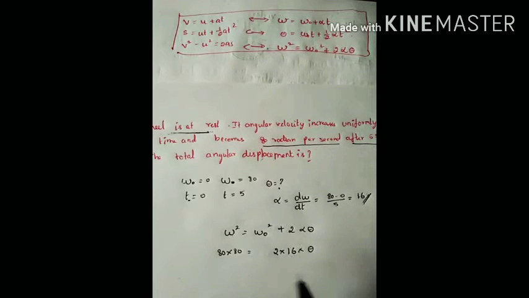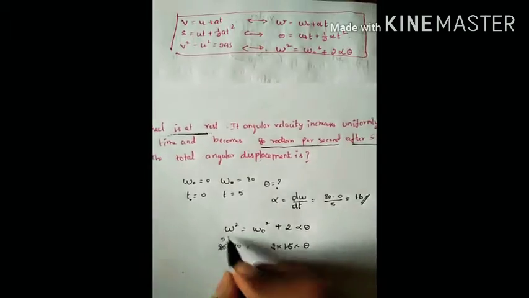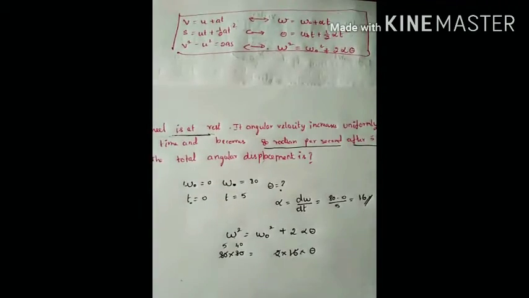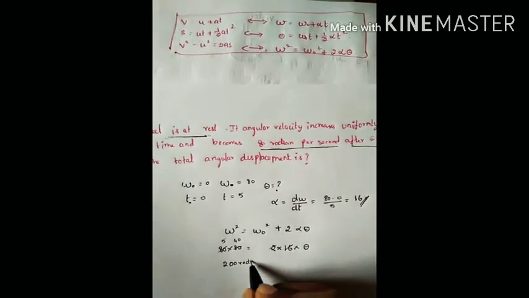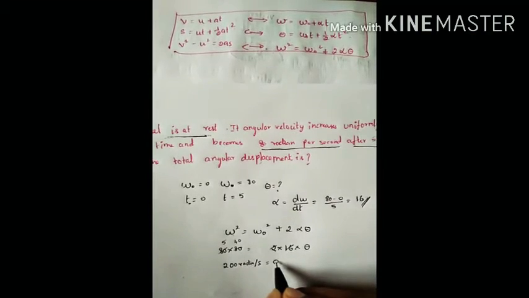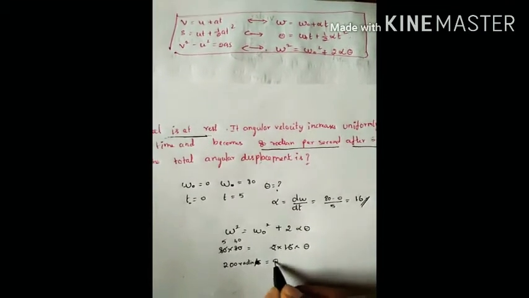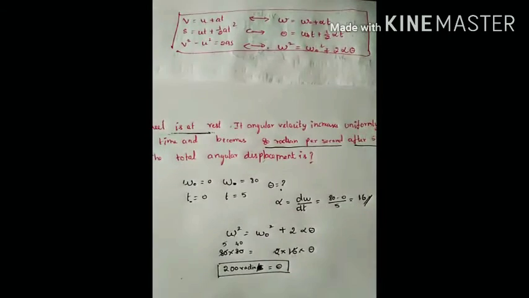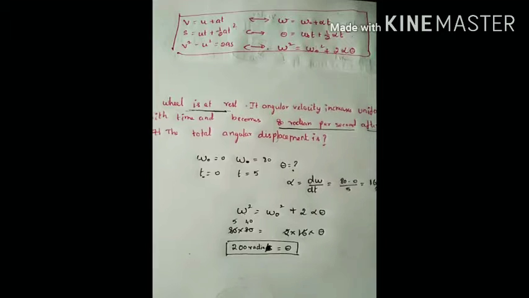16 into 5 becomes 40. What's the final answer? 200 radian. This is the final answer, only radian, not per second. You got it right? Now we can get into the next topic.